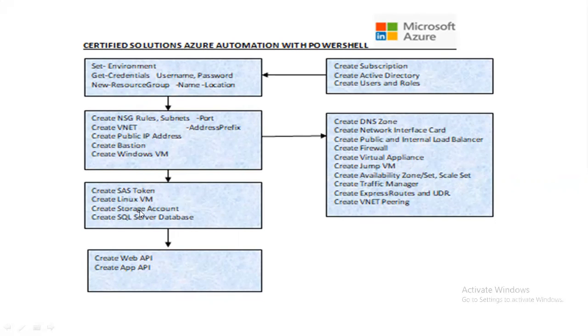This is creating a SAS token, a Linux VM, creating a storage account, and creating a SQL Server database. Of course, the server has to be created before the database. And then after all this is done, we are going to move into AZ-203. All this is part of AZ-104, the administration, that's the backbone of Azure. And then we go into 203 and 400 and 300 and 201 later on. But our primary focus is to cover all these things today.